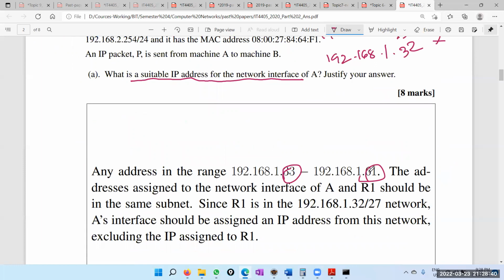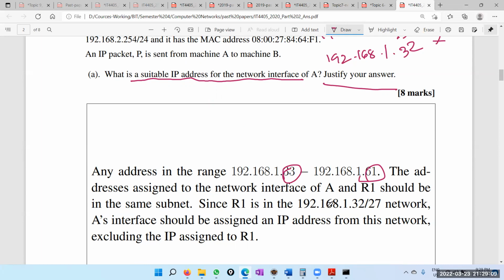Okay. So they have not asked you to justify, but it's always better to justify your answer. Any address in the range 192.168.133 to 192.168.161. The addresses assigned to the network interface of A and R1 should be in the same subnet. So that is the idea. A and R1 must be in the same subnet. So that is why we come up with this answer.